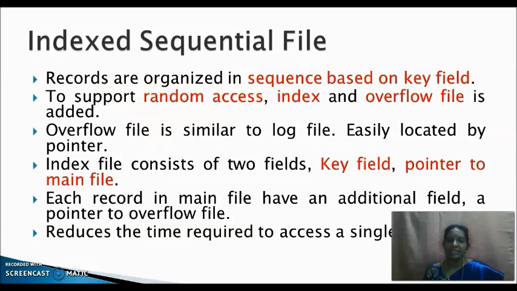Records are organized in sequence based on the key field, and it supports random access by using the index and overflow file. Overflow file is similar to our log file. It is easily located by the pointer. Index file consists of two fields: one is the key field and the other is a pointer to the main file. Each record in the main file has an additional field, a pointer to the overflow file. It reduces the time required to access a single record.